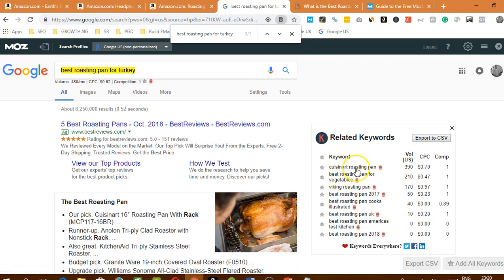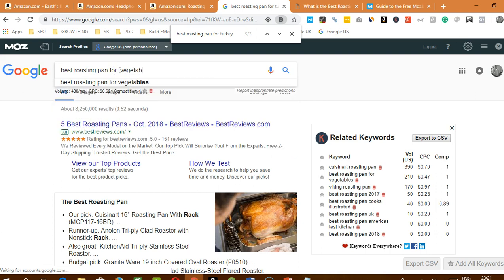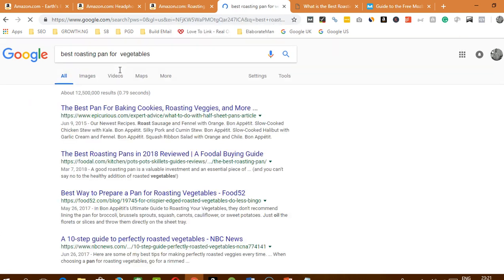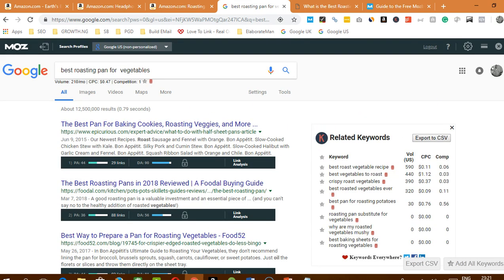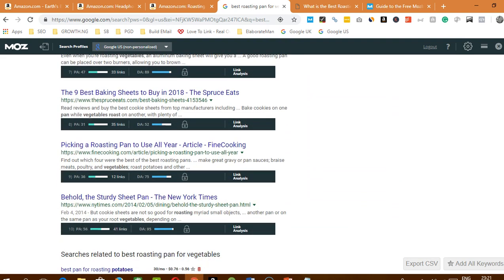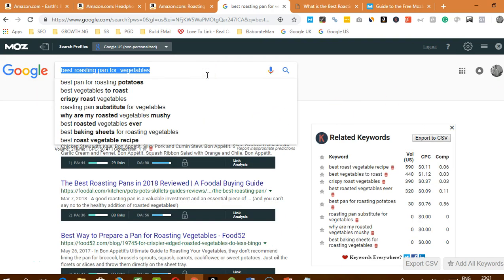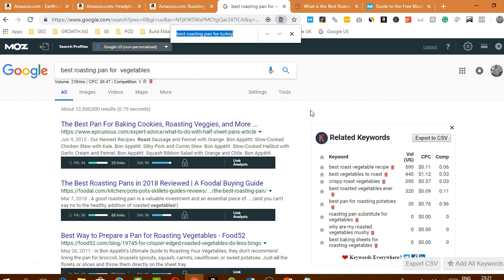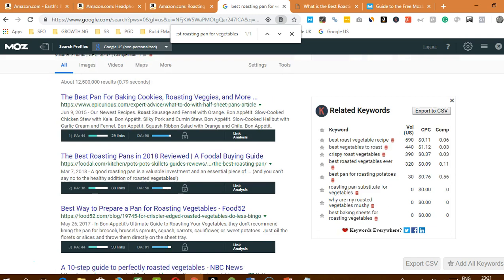Okay, this is another one: best roasting pan for vegetables. I'm guessing best roasting pan for vegetables. See? If there are pages with a domain authority, now we can copy this and search again. Let's see the DA for the pages that are ranking for it specifically. Obviously, none of the pages on the search engine results page is targeting that particular keyword.